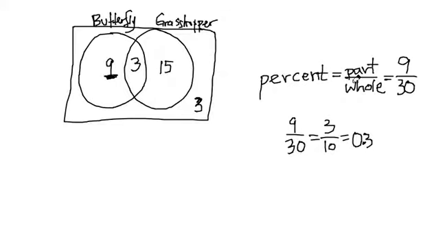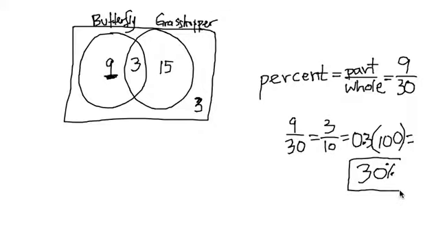The last part of percents, once you've simplified this fraction, is to multiply by 100. And we see that 0.3 times 100 is equal to 30%. And of course, you can do all of this in your calculator. But there is our answer, 30%. So don't forget, percentage is equal to part over whole times 100.